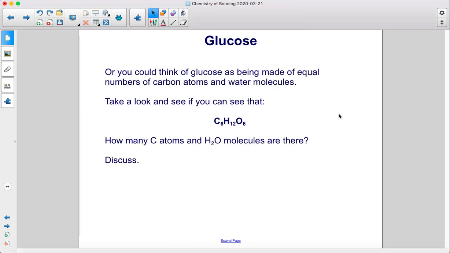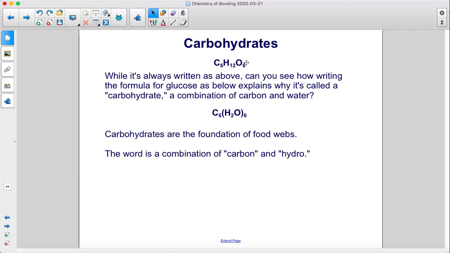Or you could think of glucose as being made of equal numbers of carbon atoms and water molecules. Take a look and see if you can see that. How many carbon atoms and water molecules are there? While it's always written as above, C6H12O6, can you see how writing the formula for glucose as below explains why it's called a carbohydrate, a combination of carbon and water? Carbohydrates are the foundation of food webs. The word is a combination of carbon and hydro.